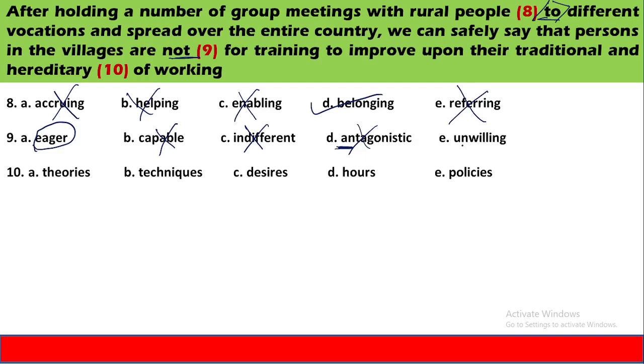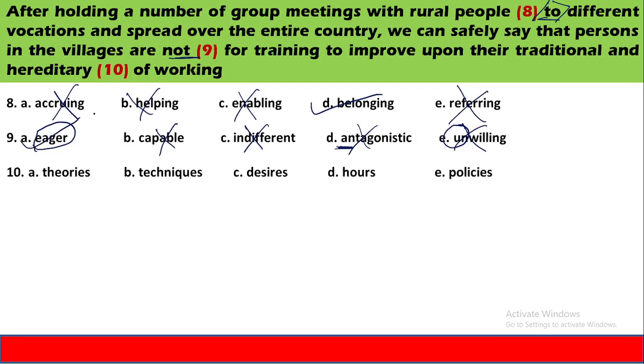They are not unwilling. They are not unwilling means they are willing. This is a negative word, and again here is a negative word. Both negatives make the sentence positive. So they are not unwilling for training? No, they are unwilling for training. If there had been no "not", then we would have considered this option also. So this option will also not be there. The only option we are left with is eager.